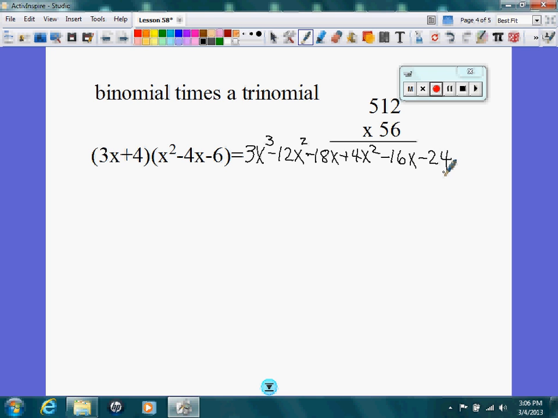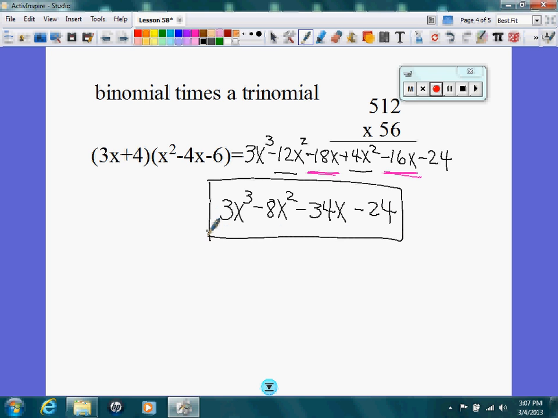We have some like terms. Here's a like term, here's a like term. Change colors, and here's a like term, and here's a like term. So let's add those together. There's no other x cubed term, so our answer would be 3x cubed. We have minus 12x squared plus 4x squared is minus 8x squared. And then we have minus 18x minus 16x. They're both negatives, so we just add them together and keep the sign. Minus, I think that's 34x. And then minus 24. So this would be our answer here to this multiplication problem, where we did this binomial times a trinomial.